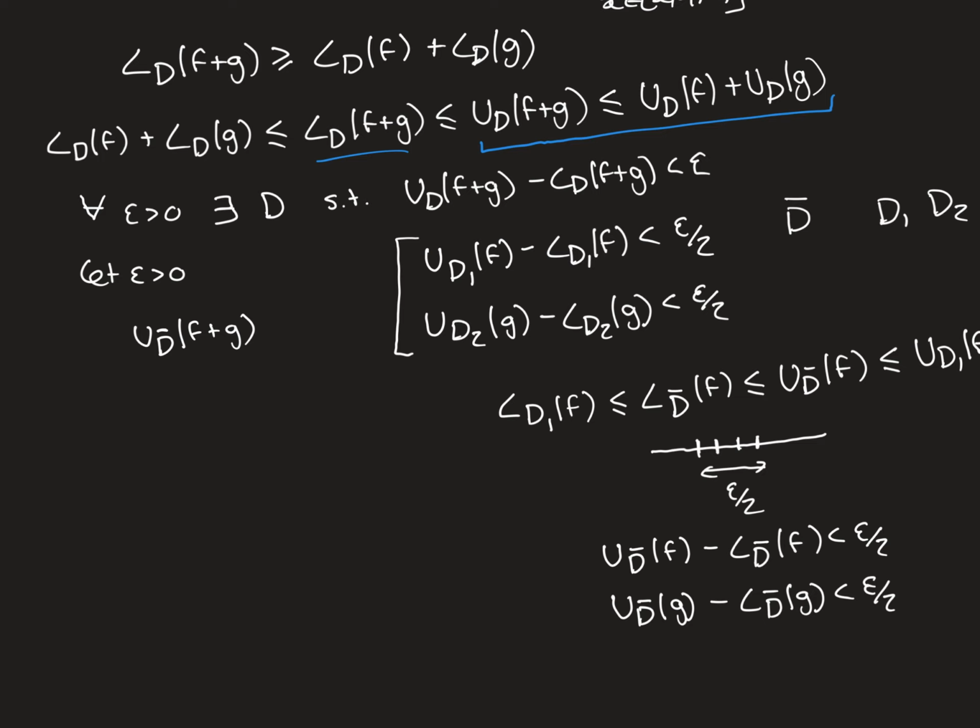So upper Riemann sum over d bar of f plus g minus the lower Riemann sum over d bar of f plus g is going to be less than or equal to the upper Riemann sum of f over d bar plus the upper Riemann sum over d bar of g minus the lower Riemann sum of f plus g over d bar. Excellent. Now this bit isn't what we want yet.